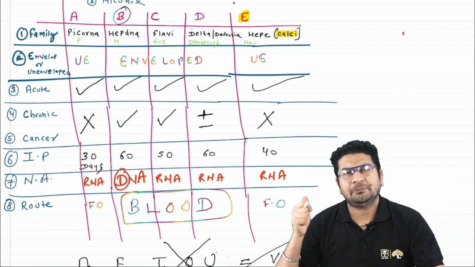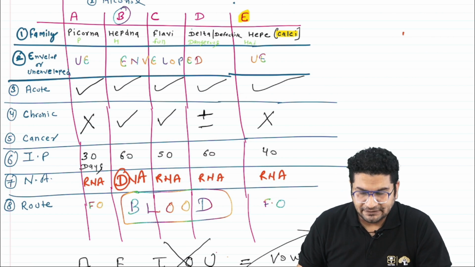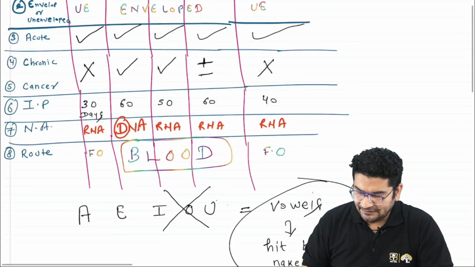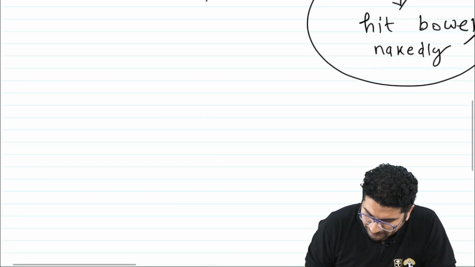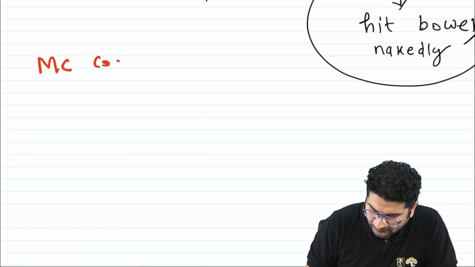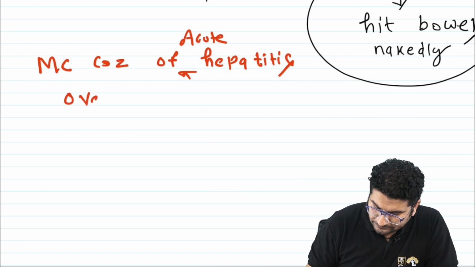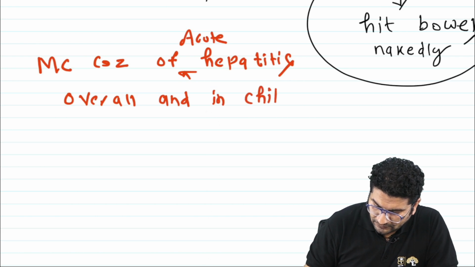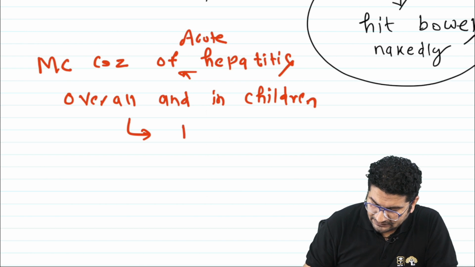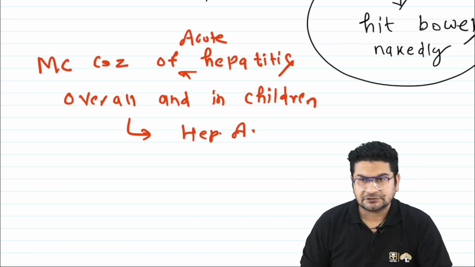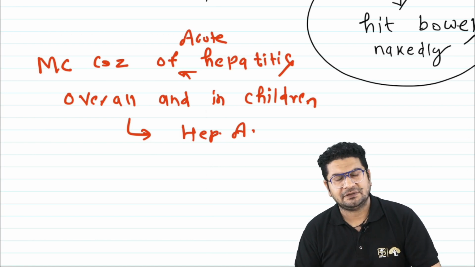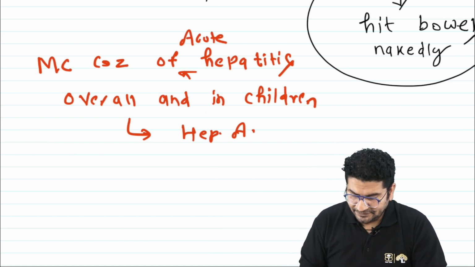So hepatitis A, B, C, D, E. These are different types of hepatitis. Now we'll discuss acute hepatitis. If I ask you a simple question, the most common cause of acute hepatitis overall and in children, the answer is hepatitis A, because hepatitis A is mostly self-limiting.